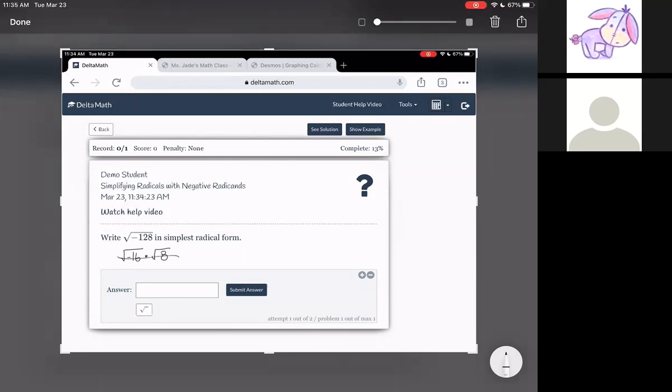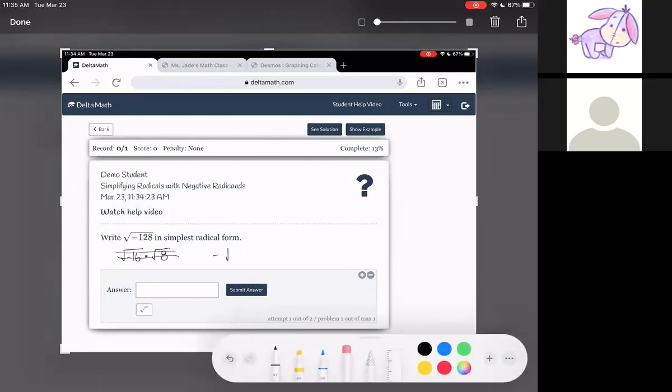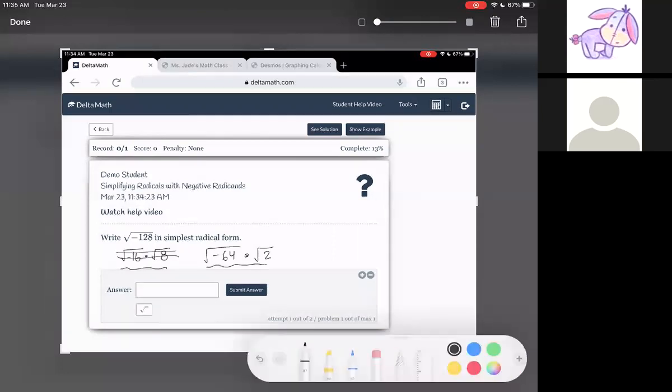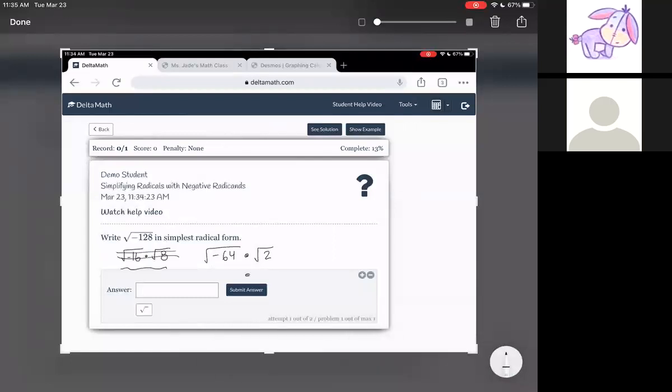I'm going to cross that out. And let's do -64. I have a habit of writing my negative outside the radical, apparently. Okay, so -64 and 2. If you multiply that together, it will give you -128. And then also, just so you know, if you went this way, it would just take us an extra step. But since Ellie thought of this way, this is even better. Okay, so radical 2 stays as radical 2. What is the square root of 64?